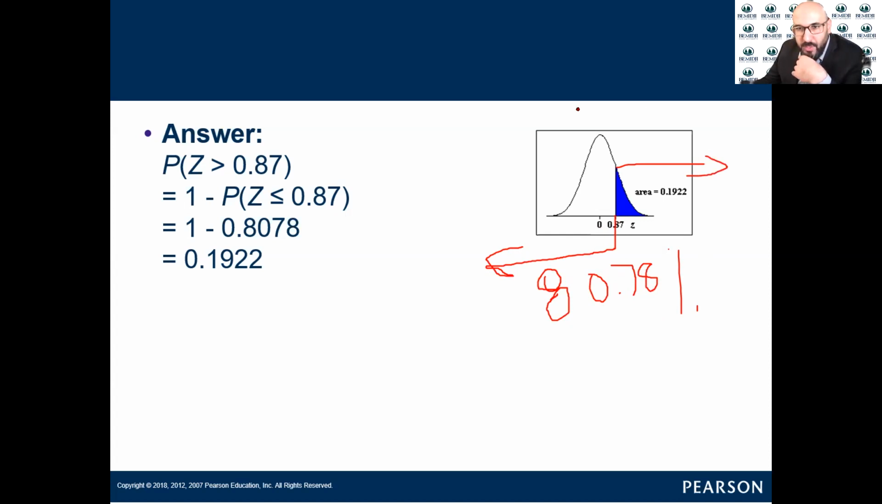So what is the rest? If we know that the whole area is 100%, and 80.78% is on the left side of the Z-score of 0.87, now we need to find the area on the right. That would be 100% minus 80.78, and that would give you 19.2%, which means that 19% of the data is located on the right side of the Z-score of 0.87.